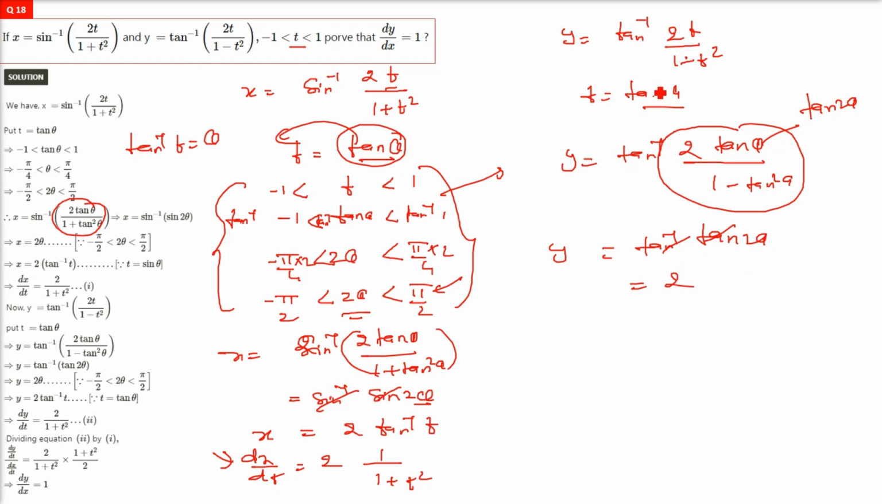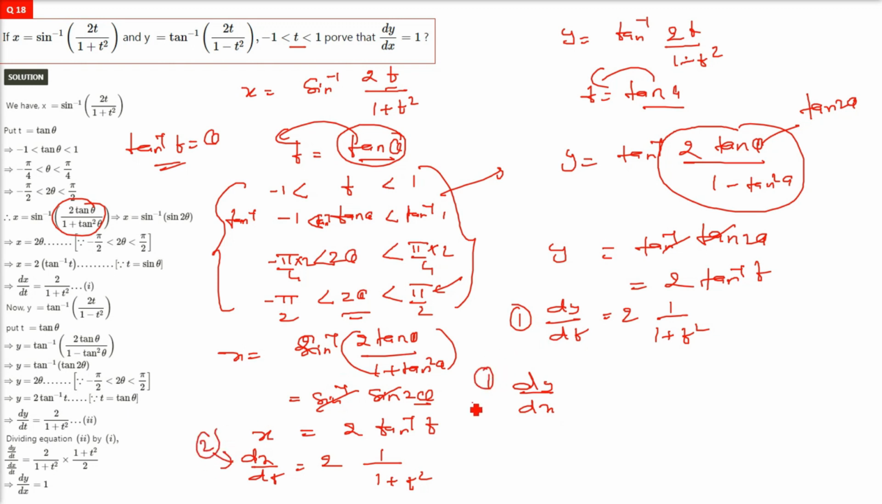That is why we have to do this boundary checking. So 2 theta it will be, theta is nothing but tan inverse t, so dy by dt is again twice of 1 by 1 plus t square. And if you see, dx by dt and dy by dt are both the same. When you have dy by dx, you have to write dy by dx as dy by dt divided by dx by dt. So these both things are to be divided, and since they both are the same, what do you get? You get this as 1. That will be your 1.